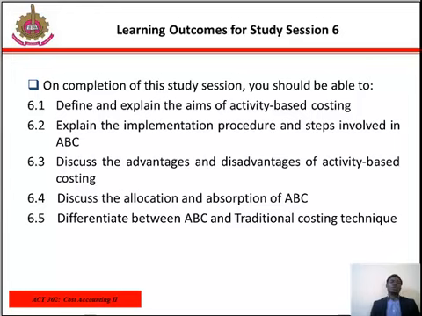You should be able to discuss the allocation and absorption of ABC, that is having the knowledge of allocation procedures and even absorption of ABC. And lastly, you should be able to differentiate between ABC, which is the modern technique, and the traditional costing techniques.